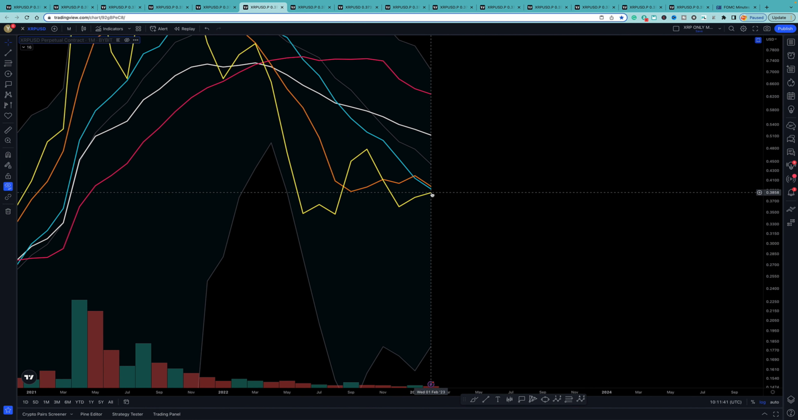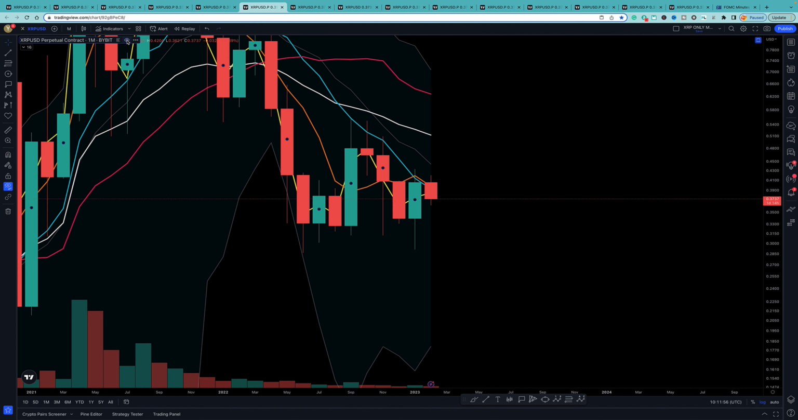The VWAP here is at 38.58. So from the starting point at the start of the year, the monthly has come up from 36.61 to 37.65, and now it's at 38.53.